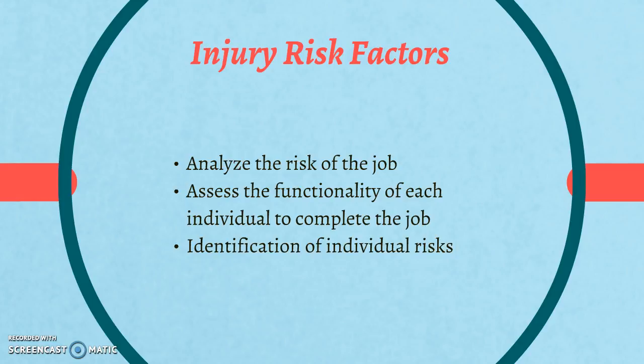Assess the functionality of each individual to complete the job. So is each person physically capable of doing the task that they are being asked to do? If they are not, what can we do to ensure that they are completing the task safely? So is there a different job that is more suitable to their level of function, or is there a better way for them to do the job for that specific individual that they're still completing the job with common productivity?